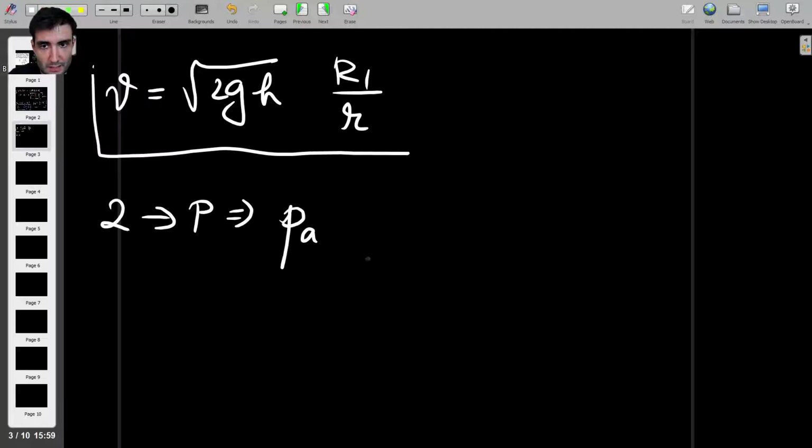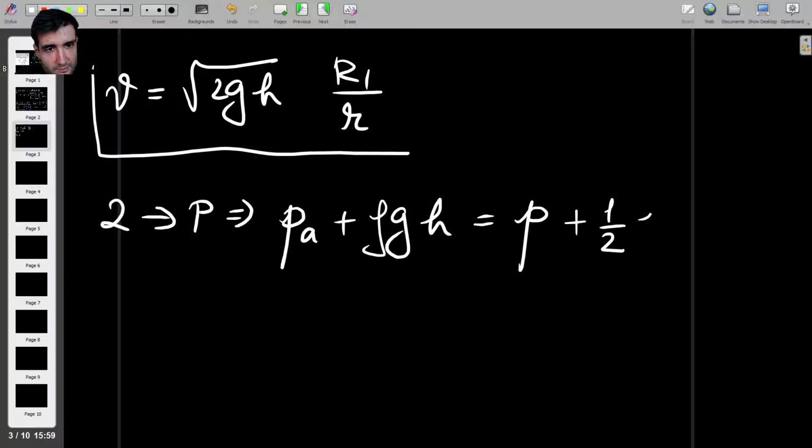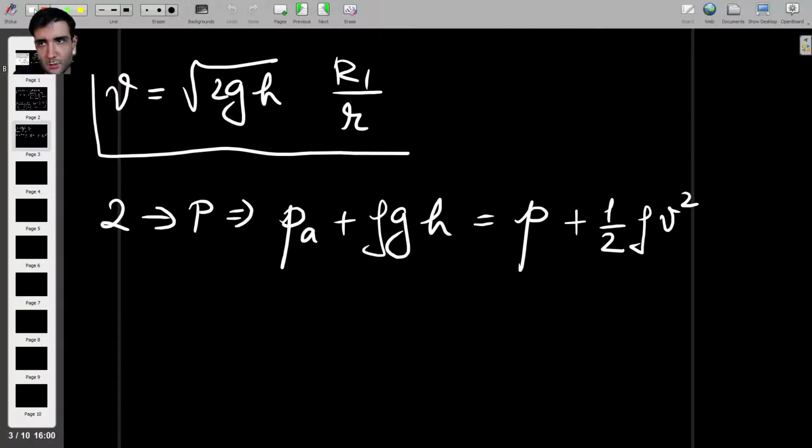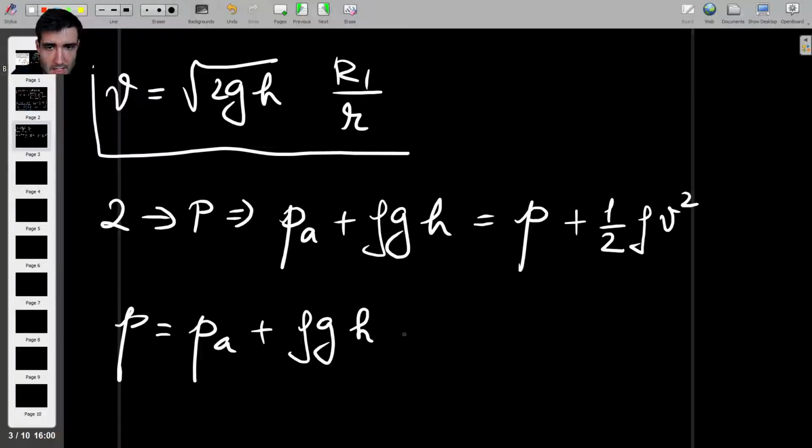We have atmospheric pressure PA plus rho GH. Again, we have no dynamic pressure at point 2. And then this is equal to the unknown static pressure at P that we're trying to find, plus half rho V squared. And there's no potential energy because we're using this line as my reference line for potential energy equals 0, which means that the static pressure P is equal to PA plus rho GH, and then minus half rho V squared.